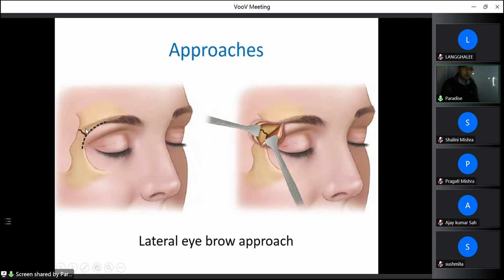raise the mucoperiosteal flap. You have to incise the skin, then subcutaneous tissue, then the periosteum. Once the periosteum is incised, you have to raise your periosteum. Once the fracture is explored, you have to reduce it and you can fix it with a 1.5 mm plate and screw.